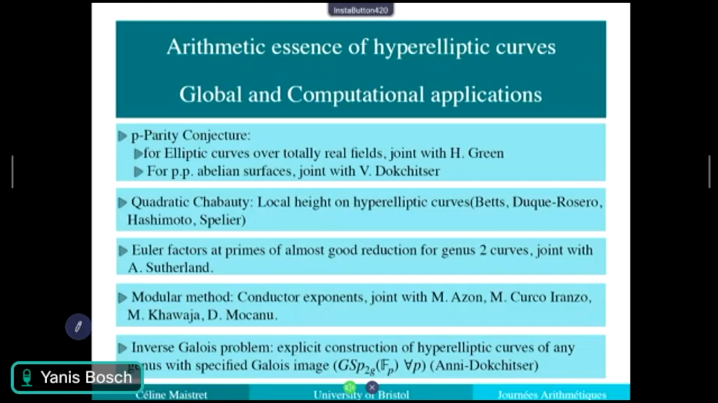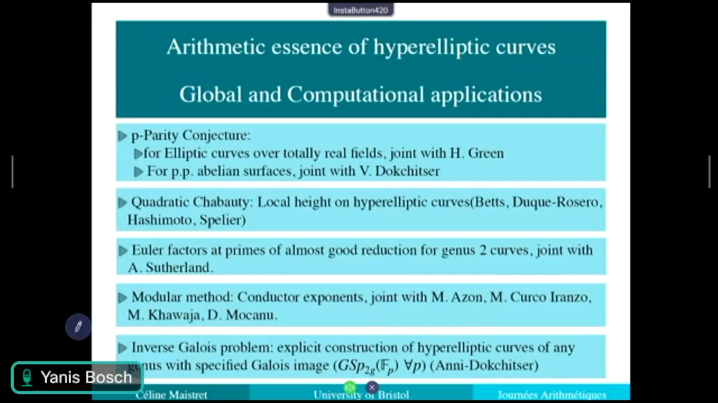Maybe it's best illustrated if I give you a few examples of how we use this machinery to access global and computational applications. So I'll present a few of them, the ones that I've talked about in the bridges. An example of verifying BSD, a theoretical evidence that BSD is true for elliptic curves over totally real fields and abelian surfaces that are principally polarized, namely Jacobians of genus 2.